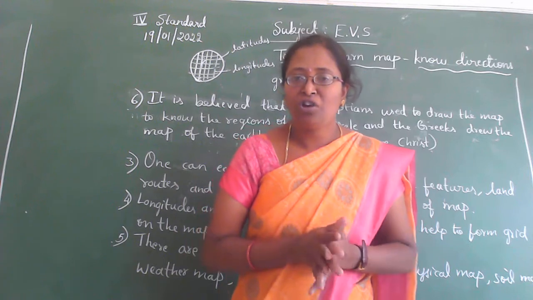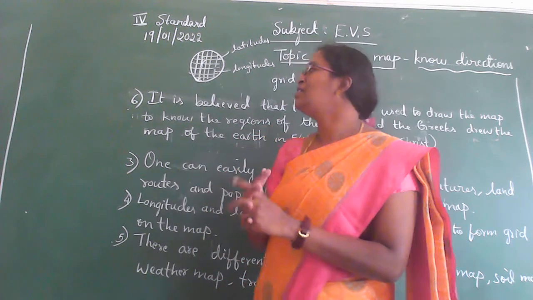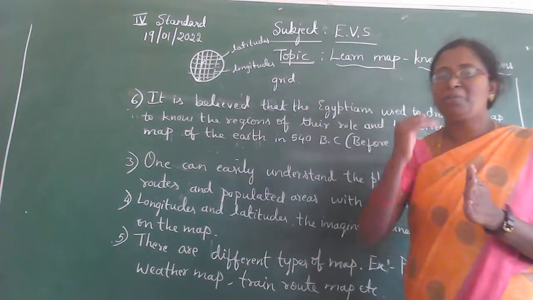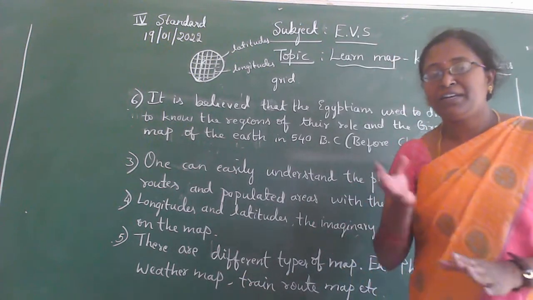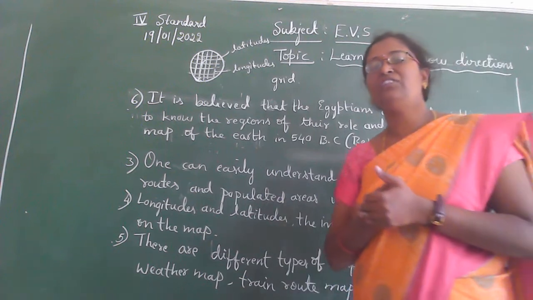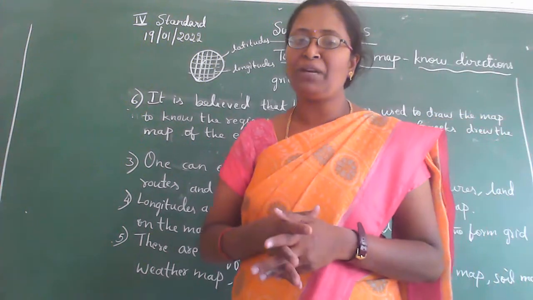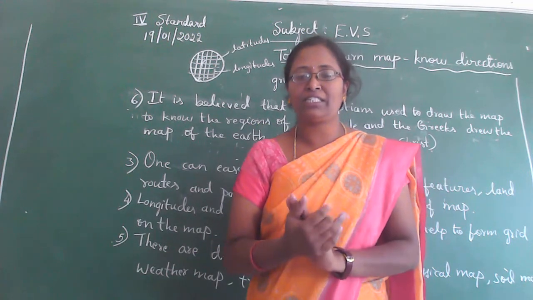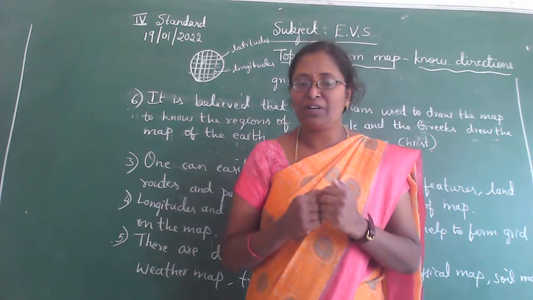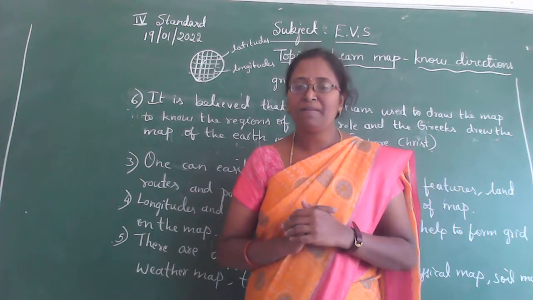Okay children, do you understand from this lesson? So we understand about a map of different regions. Okay, centimeters or inches, these are the units of measurement. It is used in the map.